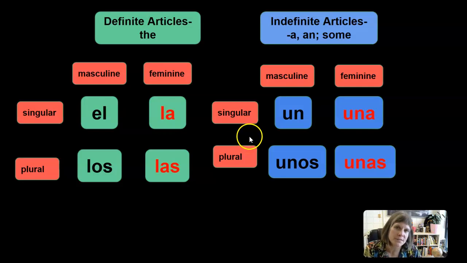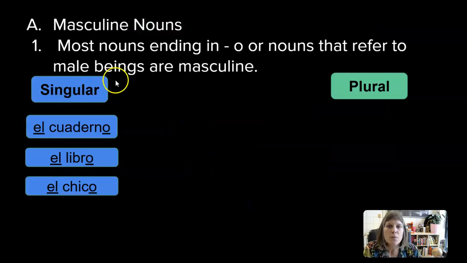When we go to put sentences together, everything has to agree with each other. Don't worry, I'll be sure to show you, but it's not something that we practice necessarily in English. Most nouns ending in O refer to male beings. Everything I tell you, there's always going to be an exception, but for the most part, if a noun ends in O, it's going to be masculine.